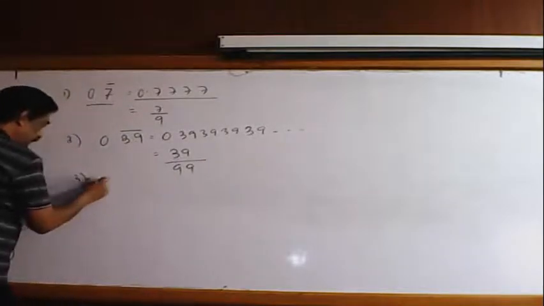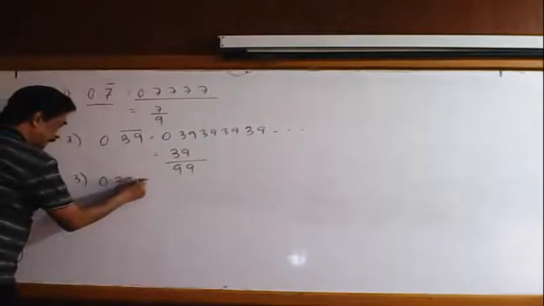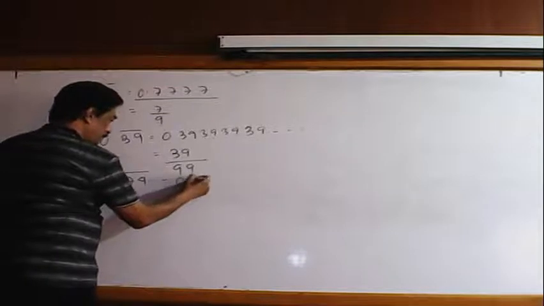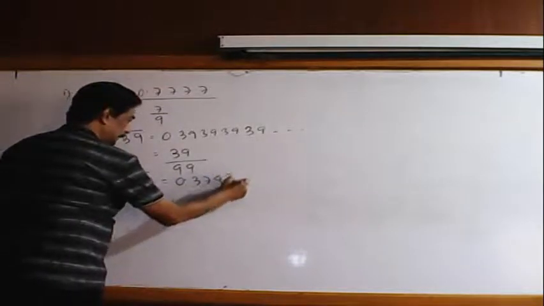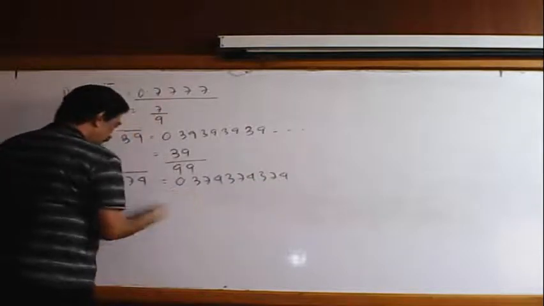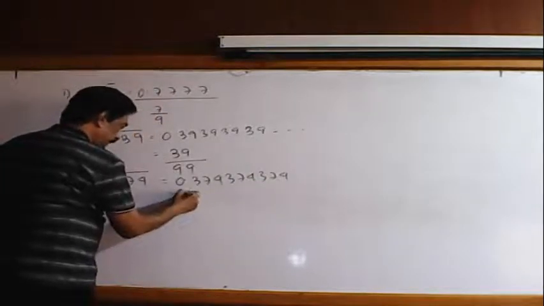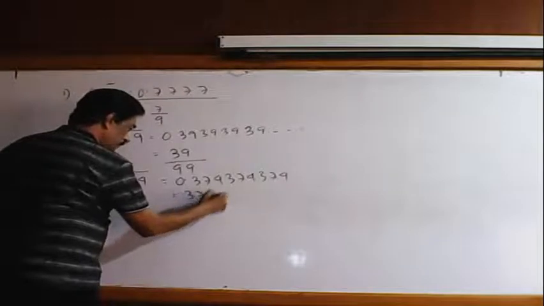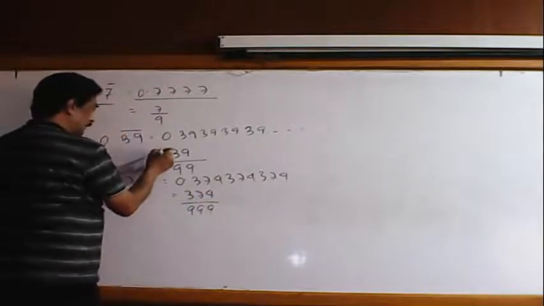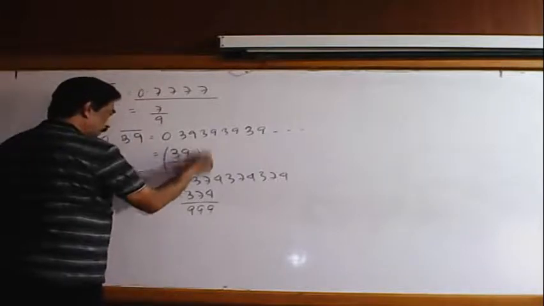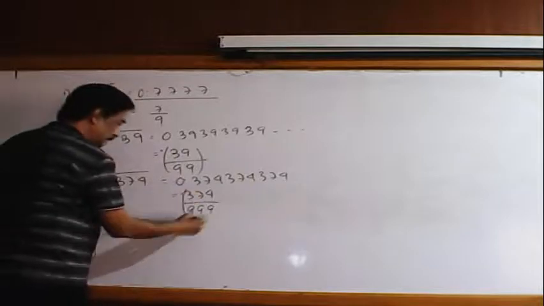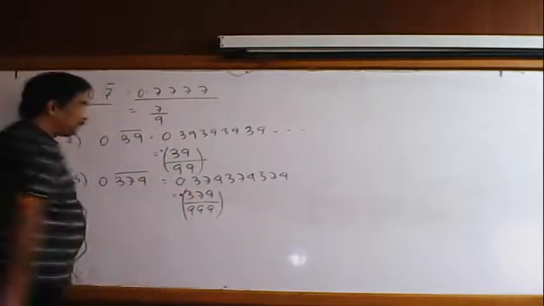Case 3, 0.374 recurring means 0.374, 374, 374 and so on. How many recurring digits? 374 by 999. Remember, this is always a decimal fraction. Whatever your answer, the recurring point, the decimal point is here.